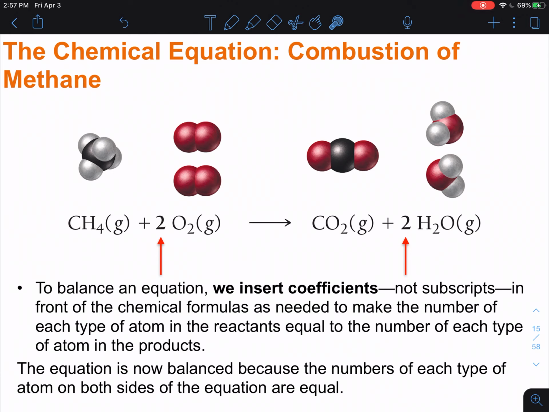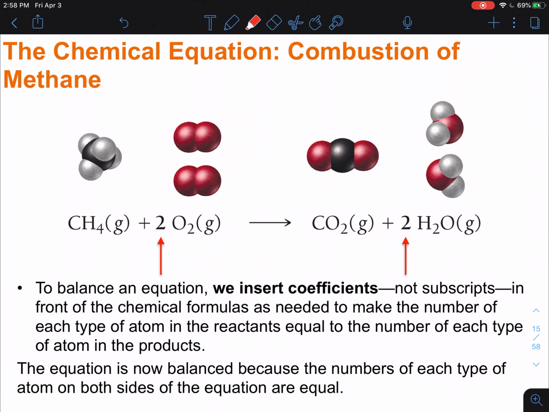So in order to balance this chemical equation, you have to insert coefficients, okay? You can't change the subscripts, right? That's a big no-no. The only thing that you can do is change coefficients in front of the chemical formulas as needed to make the number of each type of atom in the reactants equal to the number of each type of atom in the products. The equation is now balanced, you'll notice, after putting a 2 here and a 2 here, because the numbers of each type of atom on both sides of the equation are now equal.